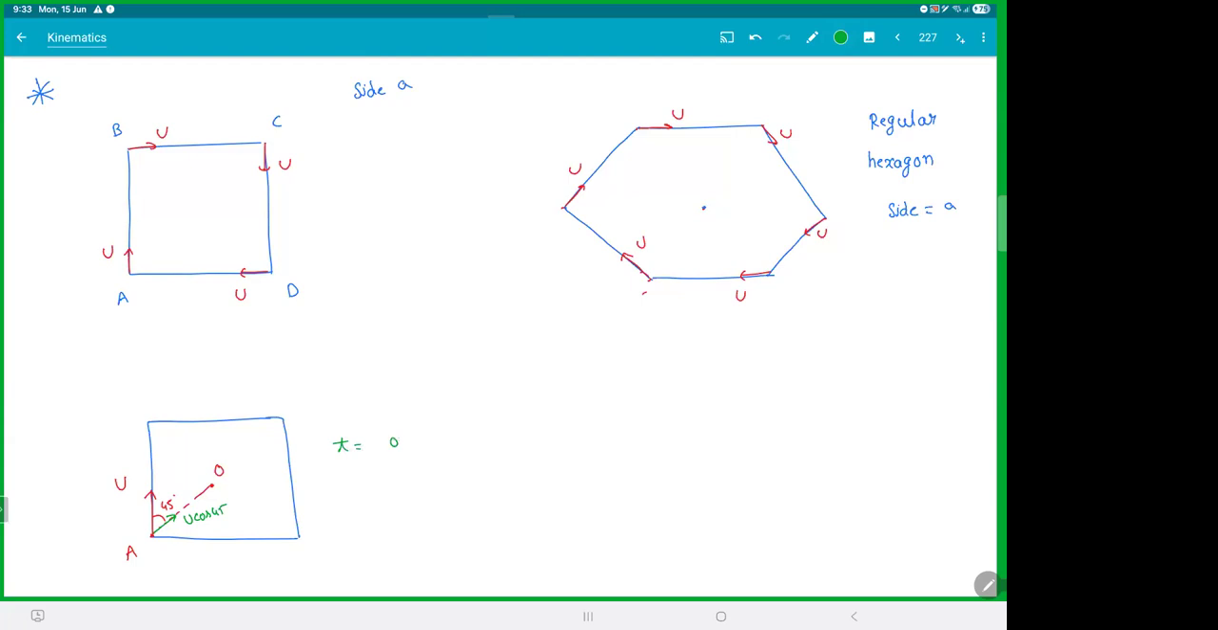Therefore, time will be OA by u cos 45. We know OA is half of the diagonal, a by root 2. Cos 45 is 1 by root 2. The answer is a by u.